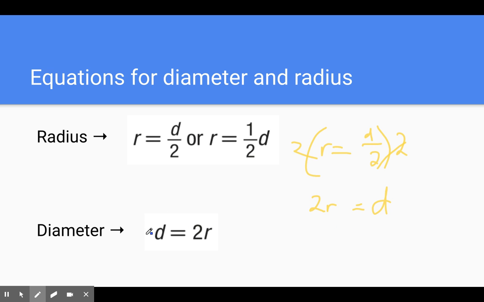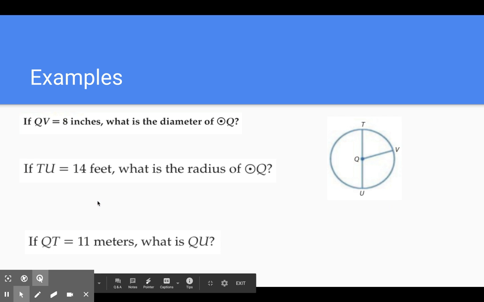If you wanted to manipulate the diameter equation to give you the radius, you want to know what the radius is, so you divide both sides by 2, and then you end up back with r equals d over 2. So they're the same equation, just different ways of finding if you're looking for the diameter or the radius.